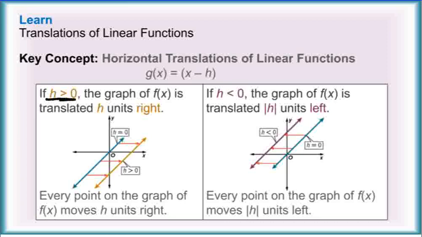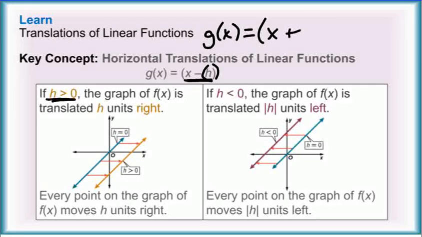So if h is positive, and this can be the tricky part, because inside the standard form here, you have x minus h. Right now, h is positive. So when h is positive, it goes to the right. And when h is negative, and you'll know that h is negative because it'll look like this: you have x plus h. And why is that negative? Because if I were to rewrite it this way, minus a negative h, this is the same thing as saying x plus h.